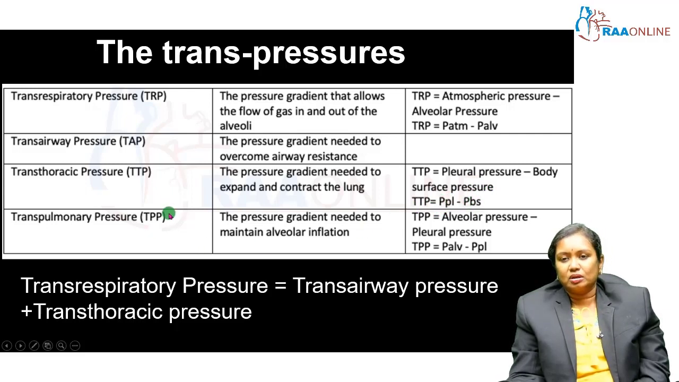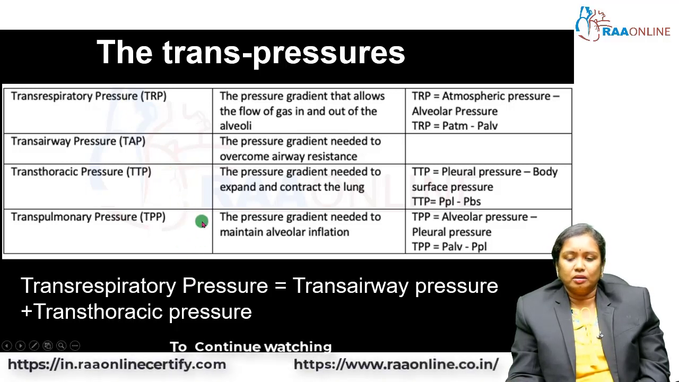Then the transpulmonary pressure. This pressure is the pressure gradient needed to maintain alveolar inflation. This is given by the difference between the alveolar pressure and the pleural pressure. So, the pressure acting at the airway level is the trans-airway pressure, which accounts for the flow inside the initial airways. And then the trans-respiratory pressure, which is the pressure gradient which allows flow of gas into and out of the alveoli. Then the transpulmonary pressure, which is the pressure between the alveolus and the pleura, and ultimately the trans-thoracic pressure, which is the difference between the pleural and the body surface pressure. So, trans-respiratory pressure is equal to trans-airway pressure plus trans-thoracic pressure. We can understand it in the next slide.